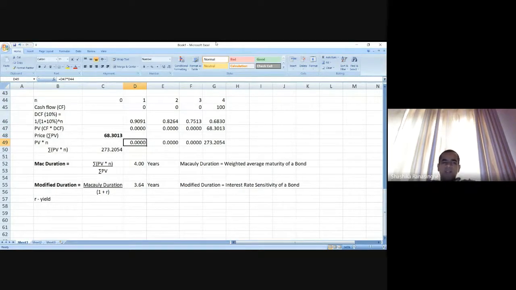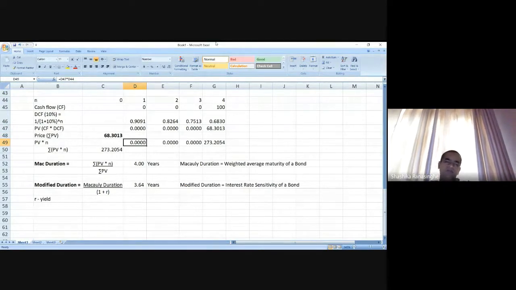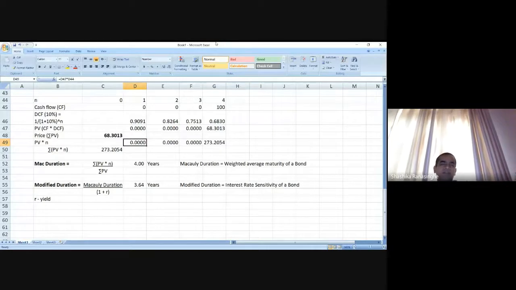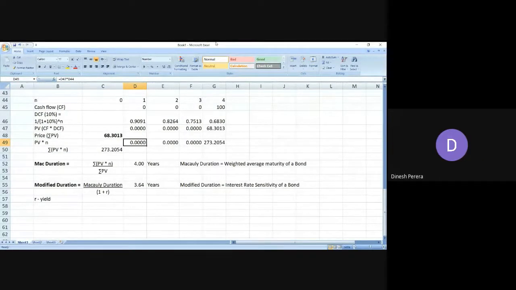Okay, so you should get a Macaulay duration of 4. If you are very observant, you should have identified something else. What is it? The coupon is 0, duration equal to maturity. Excellent.